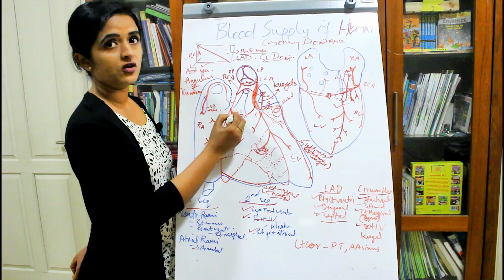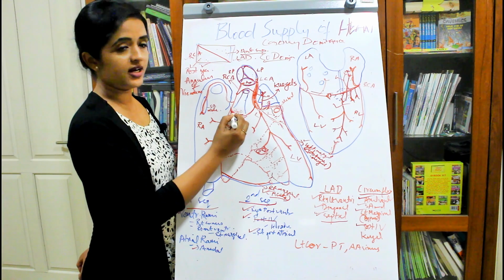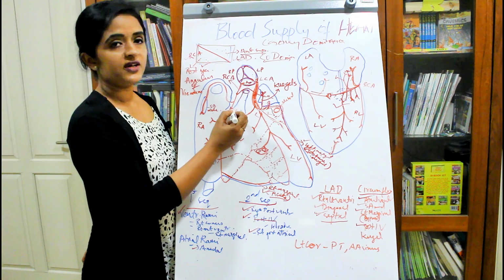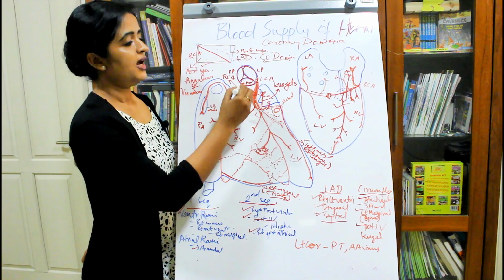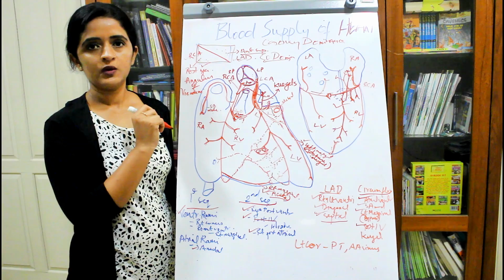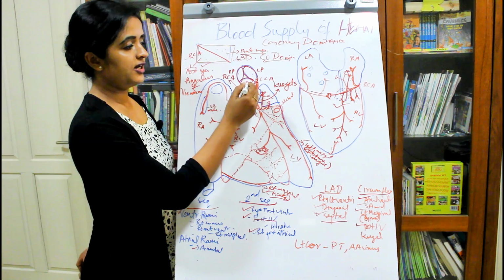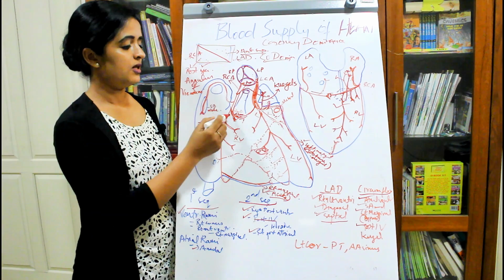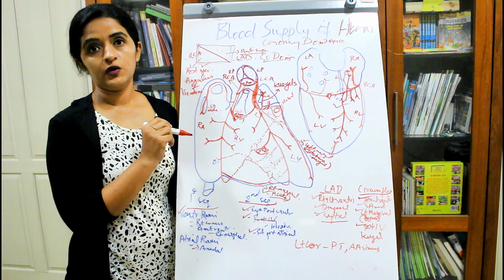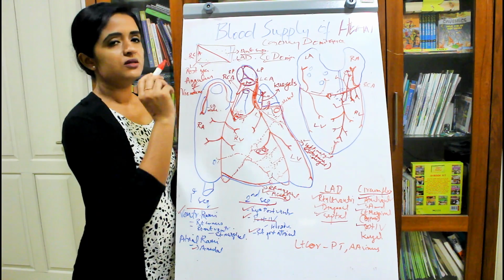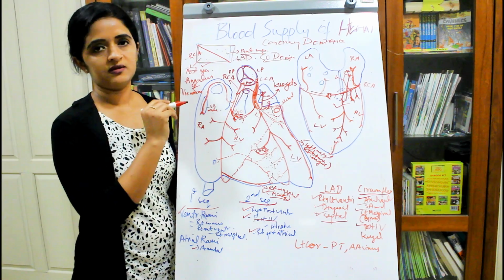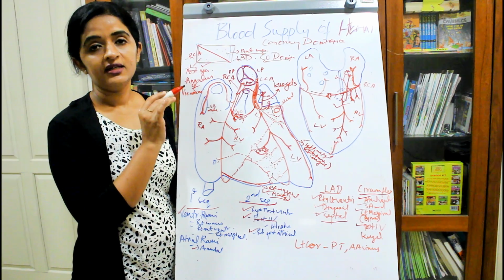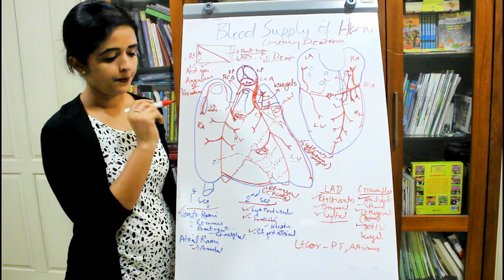Sometimes this right conus artery, we have mentioned the right conus artery, instead of arising from the right coronary, will straight away arise from the anterior aortic sinus. If this is arising directly from the aortic sinus, you call it third coronary. So the right conus artery sometimes, instead of arising from the right coronary artery, will directly arise from the aortic sinus. In that case you call it third coronary.